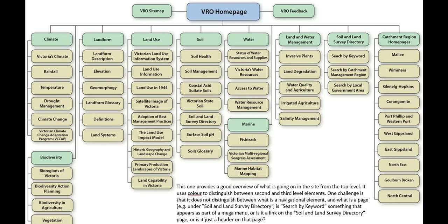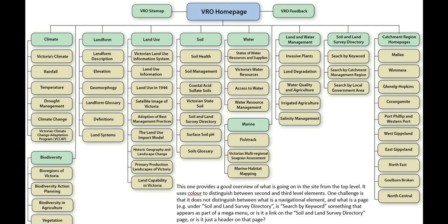I don't remember, sorry, but essentially the homepage is at the very top of the hierarchy, as you can see there, and then pages that are kind of adjacent to that, so to speak, which are immediately available from the home page, are either navigation items such as what you see here, so climate, and then further down, you can see biodiversity, which is the second one that comes down. Landform, land use, soil, water, marine, land and water management, soil and land survey directory, and then catchment region homepages. And then from that, not navigation items, these are likely items which are essentially standalone pages, the VRO sitemap, and then the VRO feedback pages.